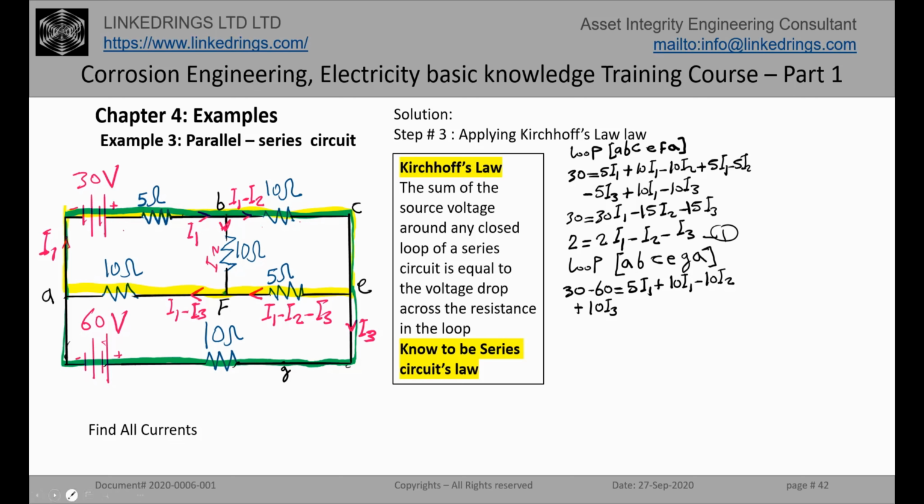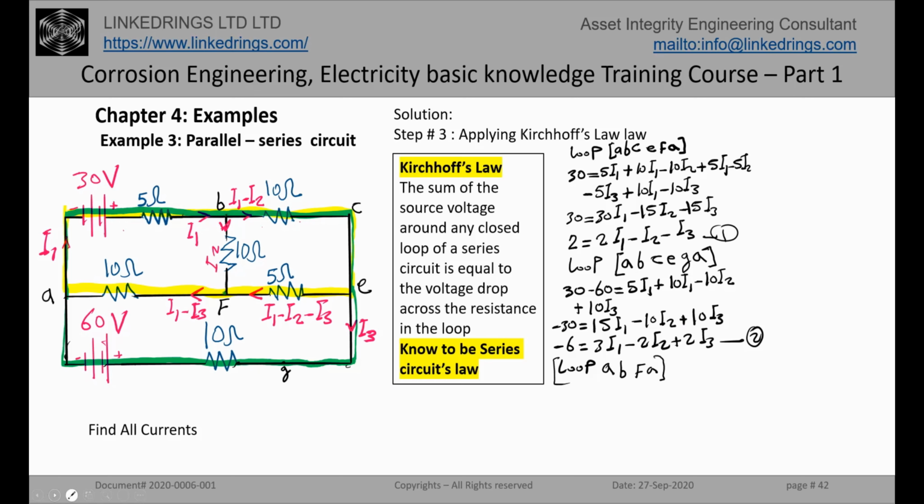Okay, let's simplify the equation. So 30 minus 60 is minus 30. I1 is 5 plus 10 is 15, so 15 I1. I2 is minus 10, so minus 10 I2. I3 is plus 10. So let's divide by 5. So minus 6 equal to 3 I1 minus 2 I2 plus 2 I3. This is equation 2.